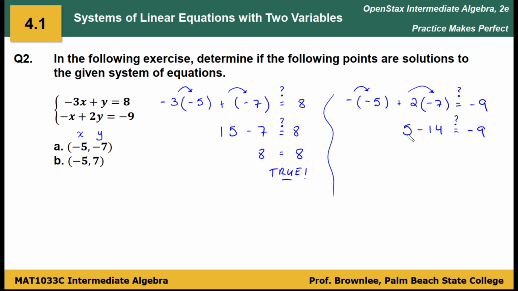If you have $5 in your bank account and you take out $14, well, then we are left with -9 in the bank account, or in other words, we're overdrawn by $9. So we end up with the mathematical statement -9 equals -9, which again is a true statement. So since point A works, meaning it makes both the first equation and the second equation true, then what we can say is that point A, -5, -7, is a solution to the system of equations.